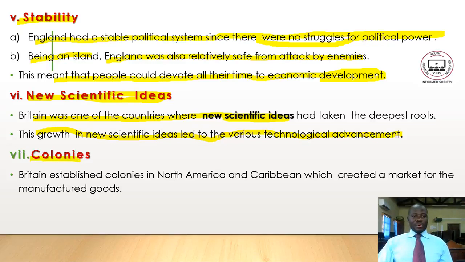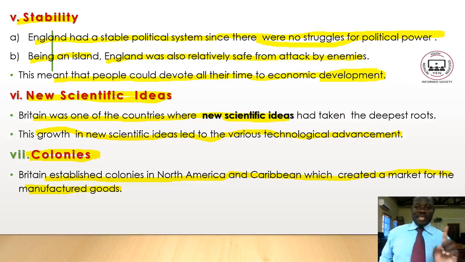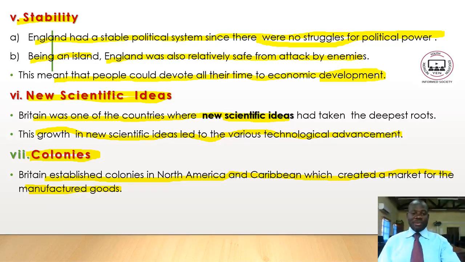And also colonies. Because of colonies, Britain established colonies in North America and the Caribbean, which created a market for the manufactured goods. So you can relate to the first point of trade, it goes the same here. We are saying that Britain had colonies in North America. So with that, North America and the Caribbean were under Britain. So even today's United States, all that area, was under Britain. As a result, they were manufacturing their goods, being sure that the market is already there. So with that, the industrial revolution started in Britain or in England.